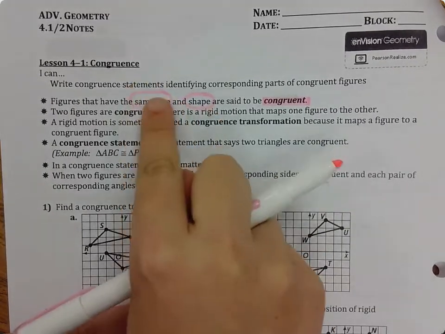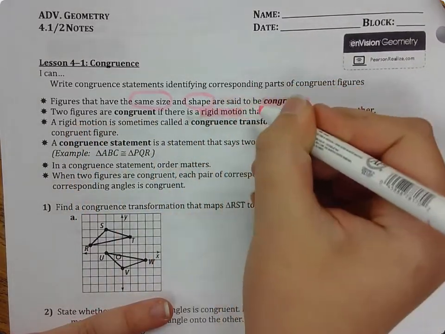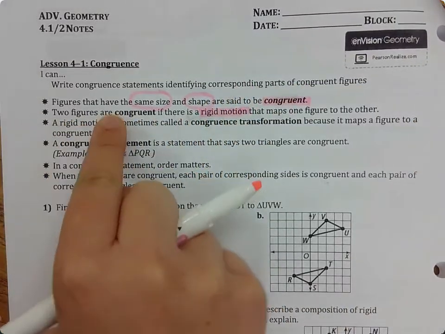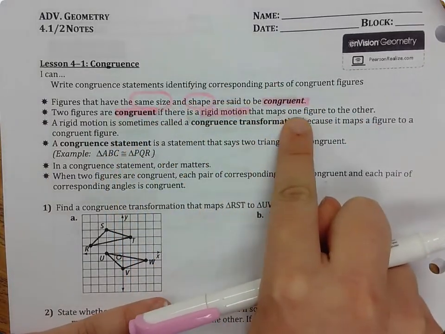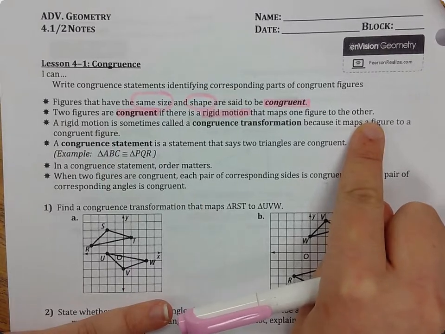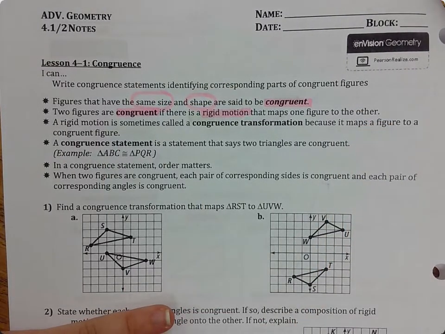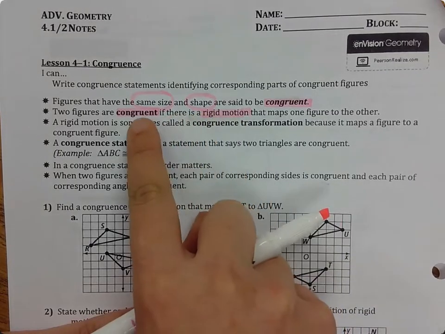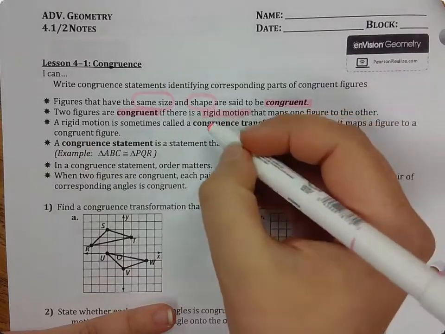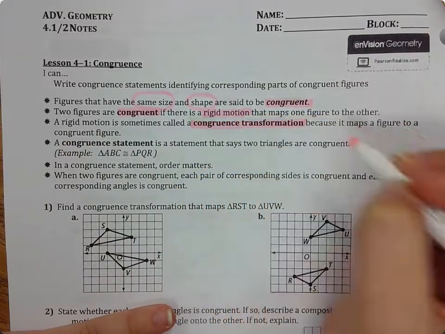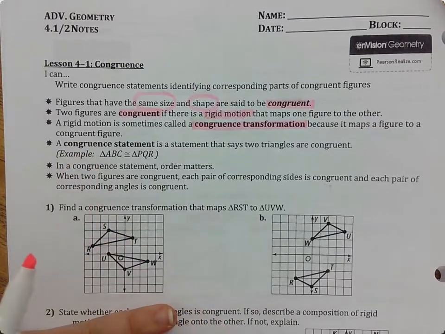Well, we've talked about this before in our last unit when we were talking about rigid motions. Two figures are congruent if there is a rigid motion that maps one onto the other. So we're thinking reflection, rotation, translation. Any of our rigid motions are going to preserve congruency. Sometimes we call these transformations congruence transformations because they preserve the congruency there.